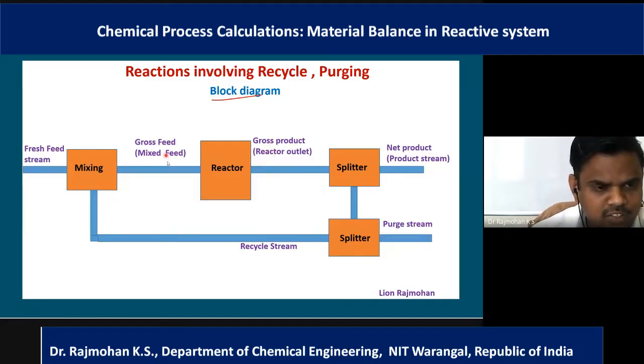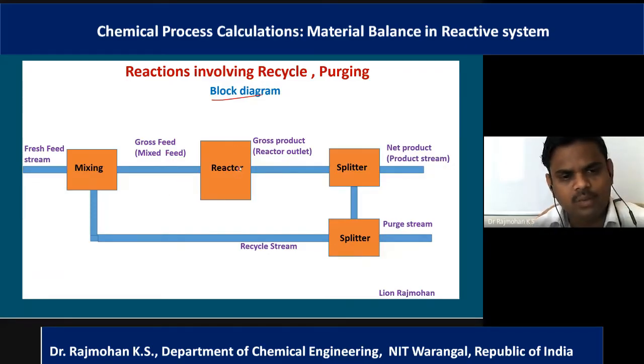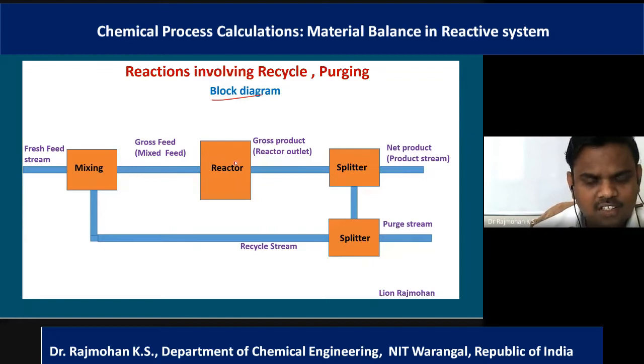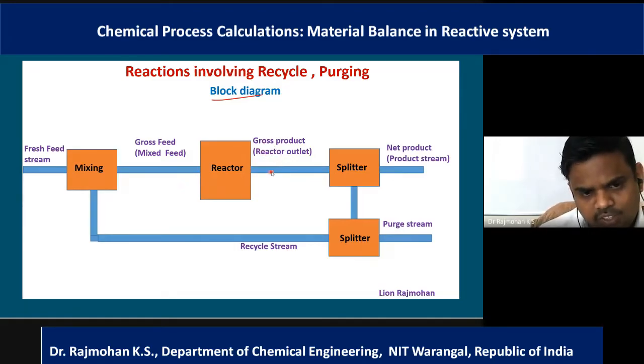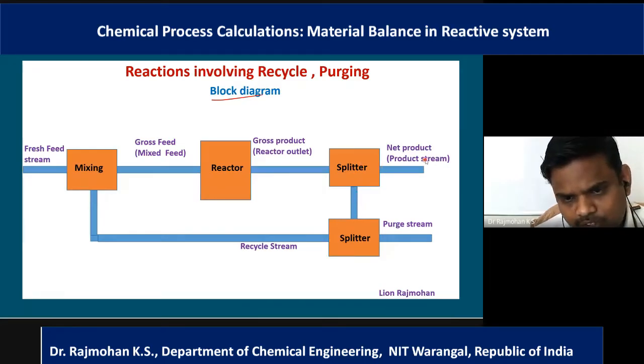So here the reactants are entering, and the reaction takes place at a particular temperature and pressure. Whatever the side reaction, desired product, undesired product, yield, selectivity, all are only within this reactor. So across this there is single pass conversion. In a single pass, what is the conversion rate? Then we have a gross product coming out of this reactor, and we have a splitter where a portion is sent back as recycle stream and the rest as the product stream.